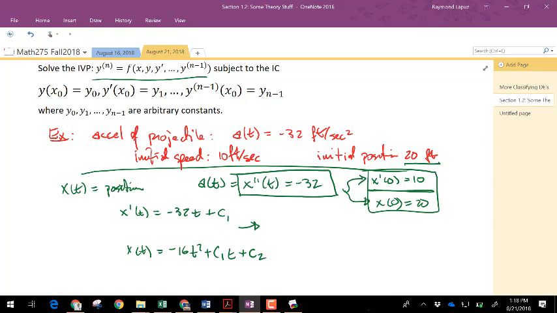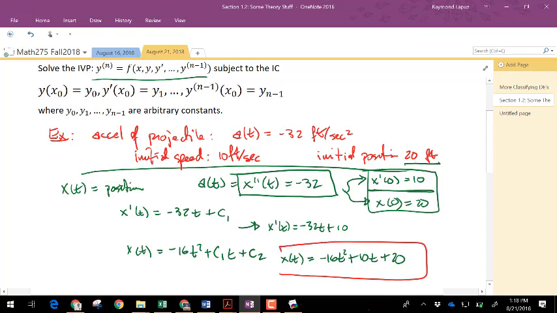Now, the thing about the initial conditions is that it allows us to solve for those arbitrary constants. So we'll put the first arbitrary constant here. When t is equal to 0, x prime is equal to 10. So your x prime of t is equal to minus 32t plus 10. And then your x of 0, this is the actual solution, minus 16t squared plus 10t plus 20. So this is your solution to our first example of an initial value problem.